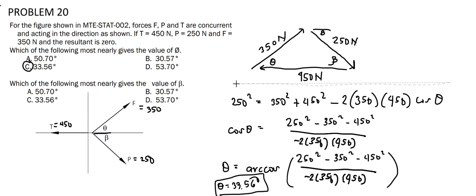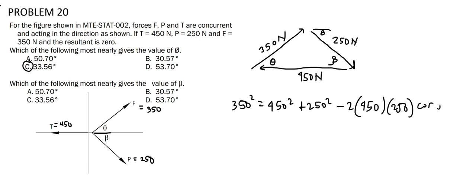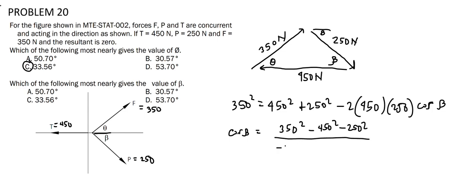Now we can solve for beta by using the cosine law. So we have 350 newton force squared equal to the sum of the squares of the other two sides. That is 450 squared plus 250 squared minus twice the product of the other two sides, 450 times 250, cosine of beta, which is the opposite angle of 350. Manipulating this equation, we get cosine beta is equal to 350 squared minus 450 squared minus 250 squared divided by negative 2 times 450 times 250.